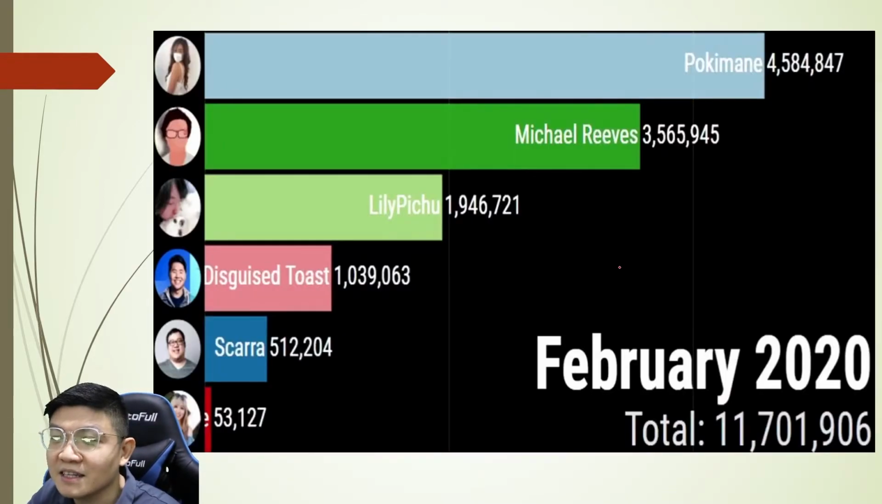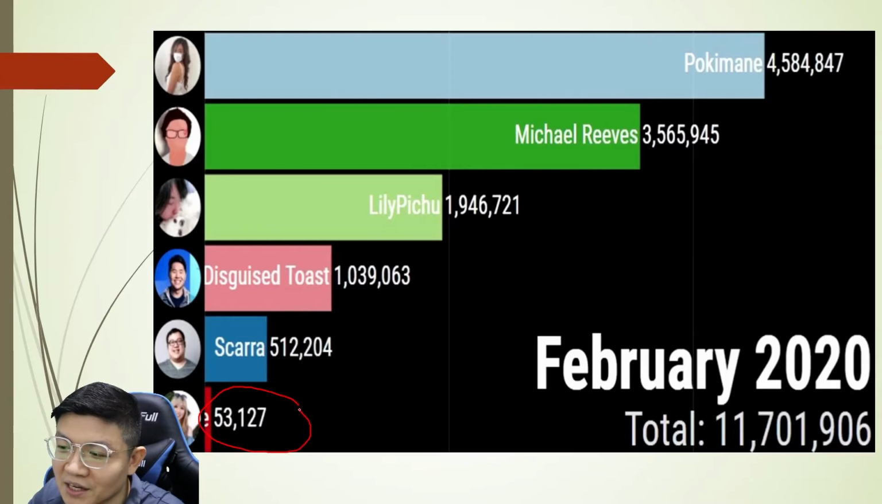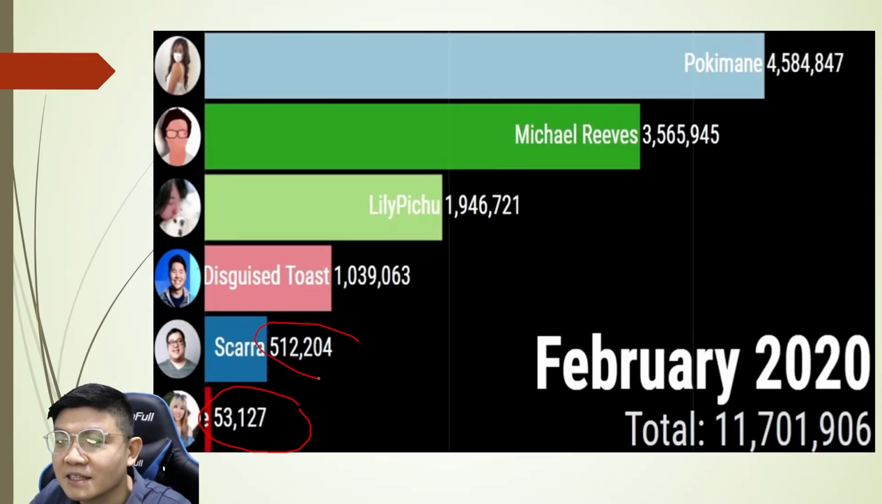Next, in this picture, there are some of the famous YouTube subscribers, or I can say gaming subscribers, right? Teacher wants you to read some of the numbers. Let's see from the bottom here. How do you read the numbers? 53,127, right? Next one, 512,204.